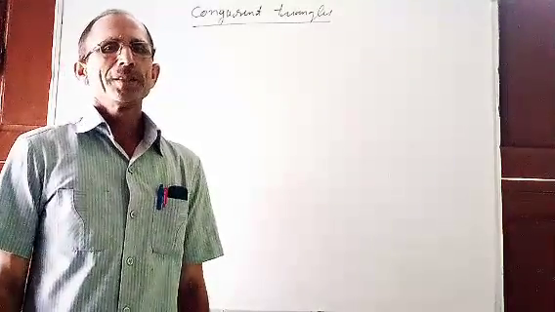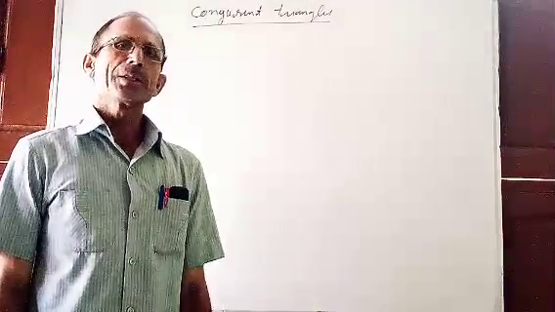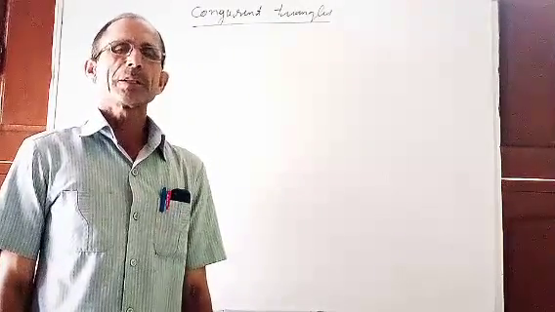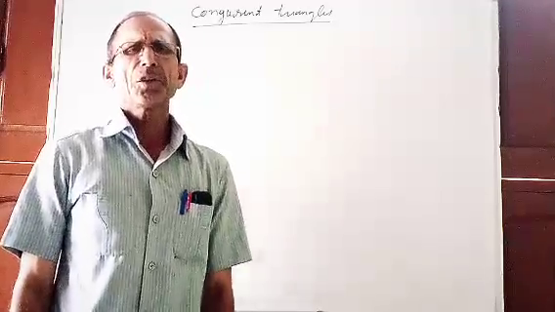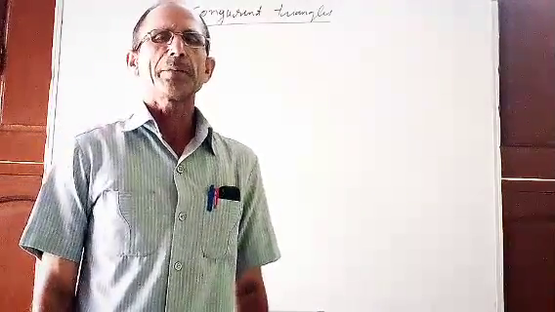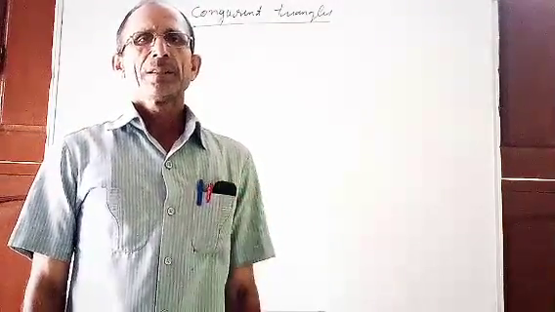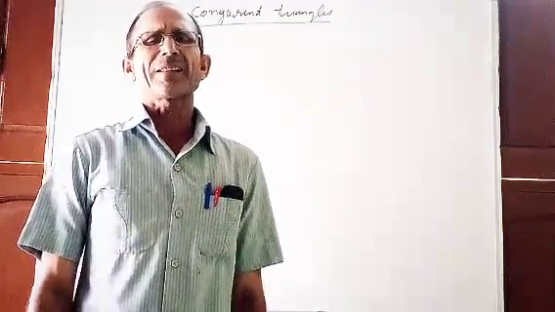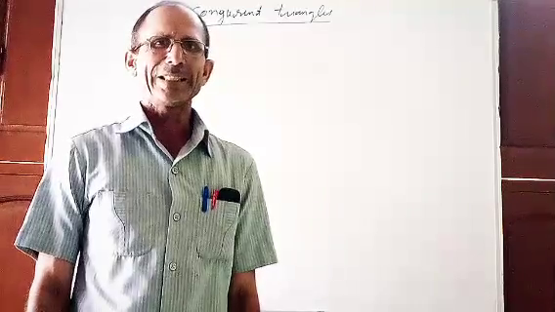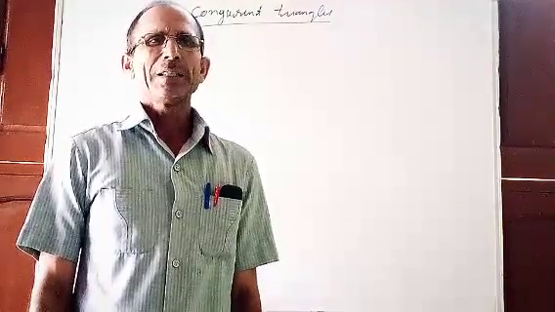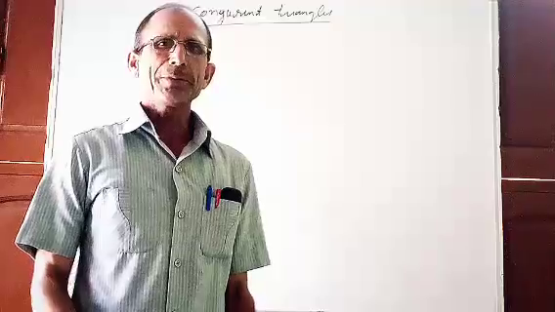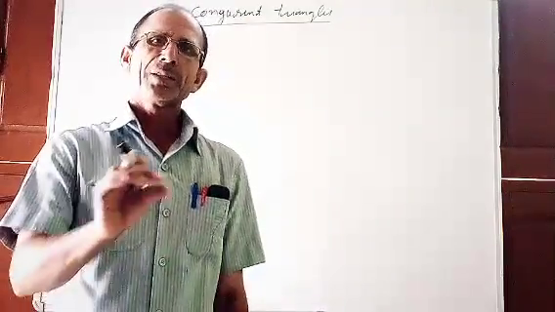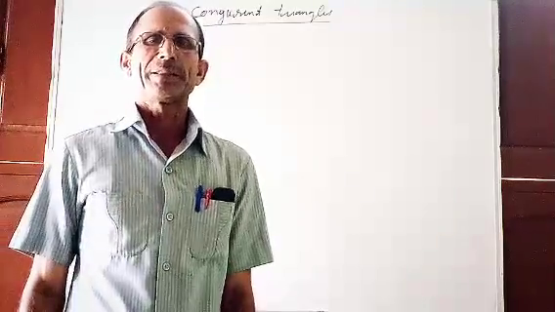Hello students, today we are going to start a new chapter, congruent triangles, chapter number 7. First of all, I would like to explain the meaning of congruent. Congruent means same shape and same size. In earlier classes you have already become familiar with congruent line segments. If the measures of the lengths of two line segments are equal, we can call them congruent.